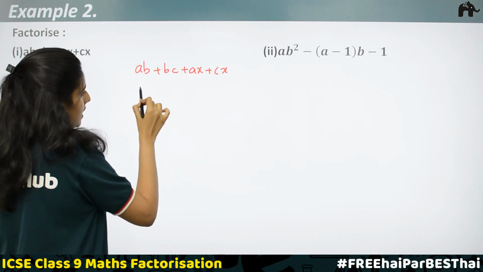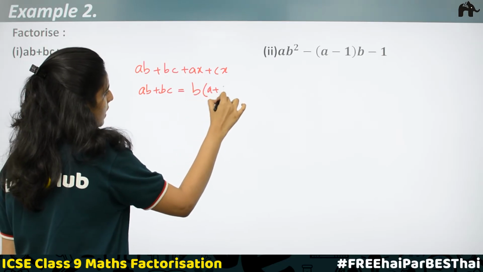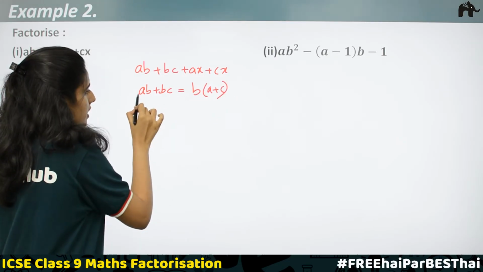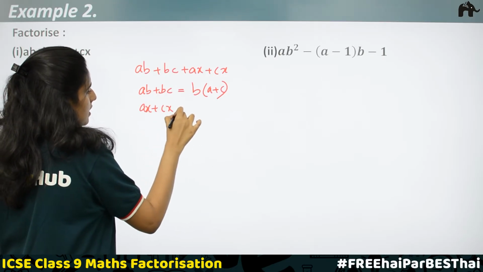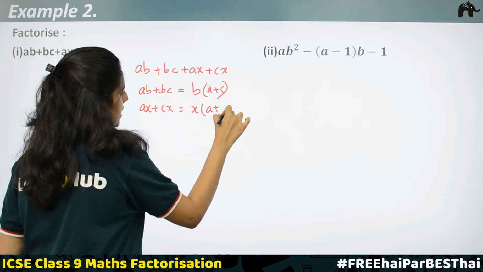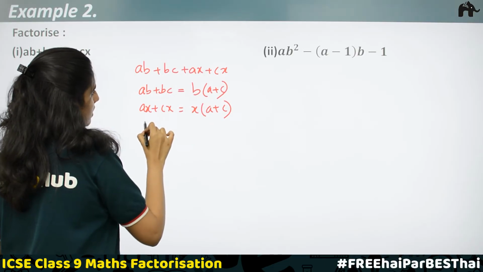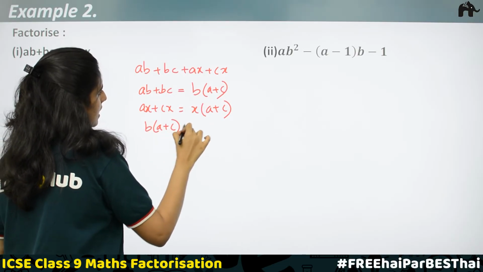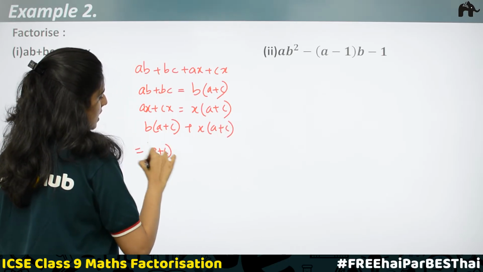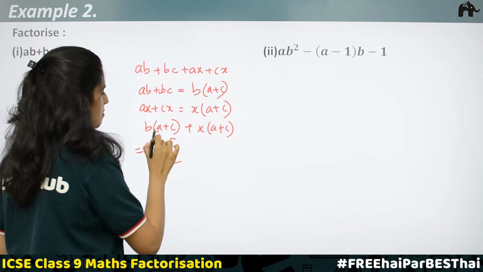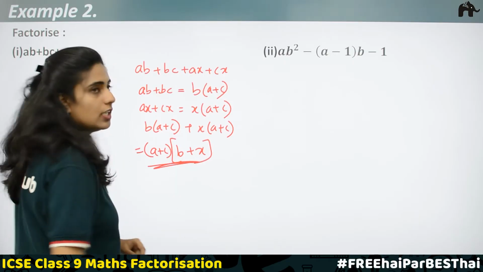So from this, what can be taken? ab plus bc can be written as b into a plus c. b is common, remaining here a and here c. What about ax plus cx? It can be written as x into a plus c. Now we have b into a plus c plus x into a plus c. a plus c is common, taking out a plus c, what is remaining? Here b is there and here we have x, b plus x. So a plus c into b plus x.